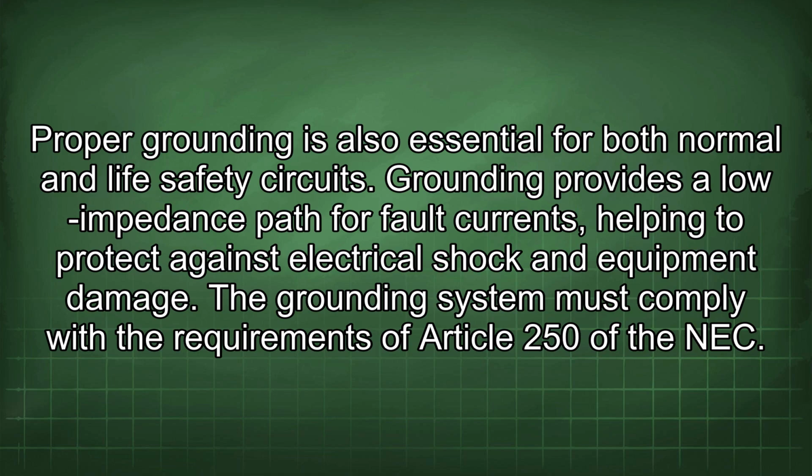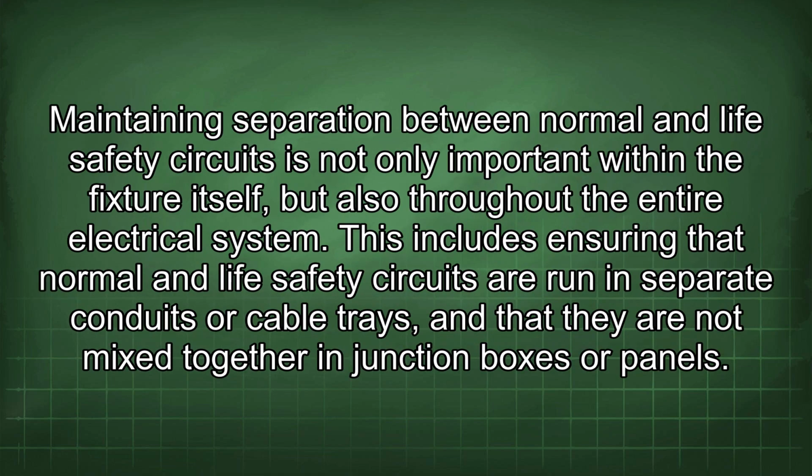Proper grounding is also essential for both normal and life safety circuits. Grounding provides a low impedance path for fault currents, helping to protect against electrical shock and equipment damage. The grounding system must comply with the requirements of Article 250 of the NEC. Maintaining separation between normal and life safety circuits is not only important within the fixture itself, but also throughout the entire electrical system. This includes ensuring that normal and life safety circuits are run in separate conduits or cable trays, and that they are not mixed together in junction boxes or panels.